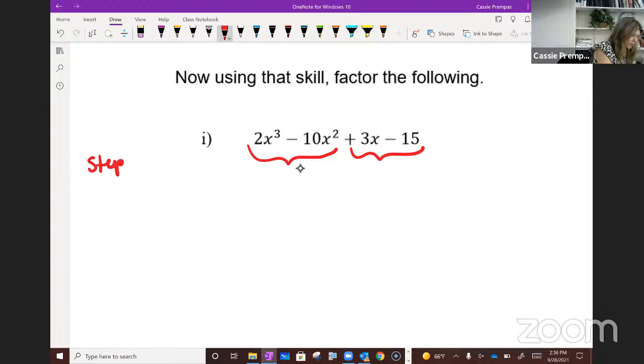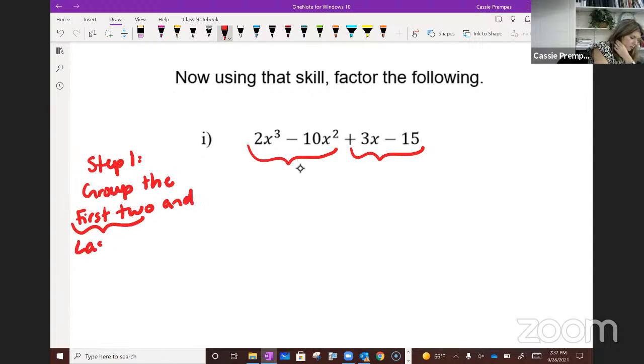So let's go ahead and let's write it. Step 1 is to group the first 2, and then I just show how I group with that little squiggle. And last 2 terms.